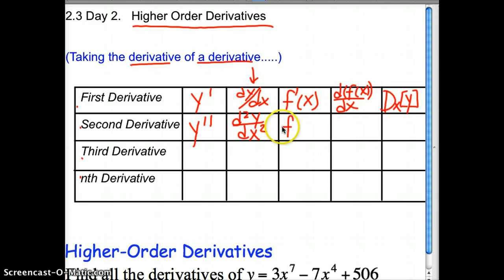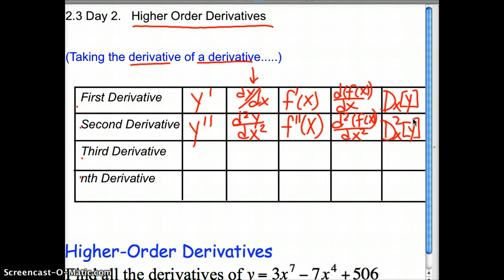And with f of x, it's what you would think. It's f double prime. And same with this notation. It's just like the dy dx notation. So it looks like this. And last of all, if you see this notation, which we haven't seen very often, that's the second derivative.